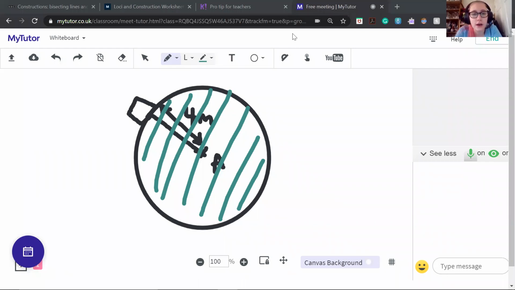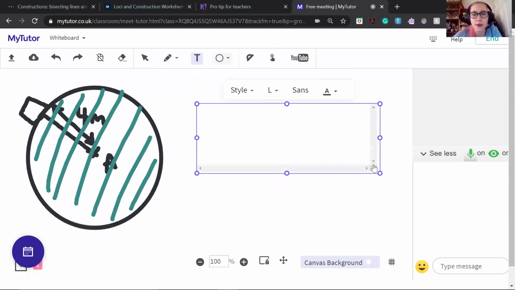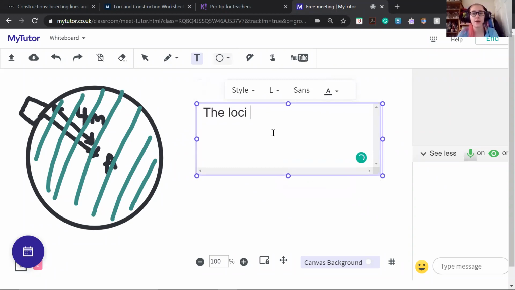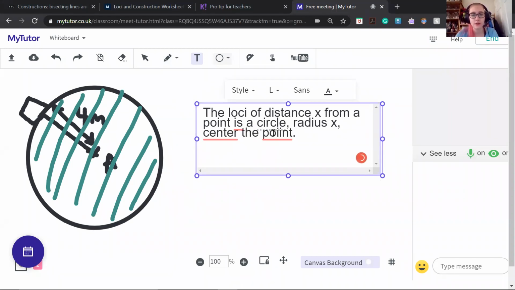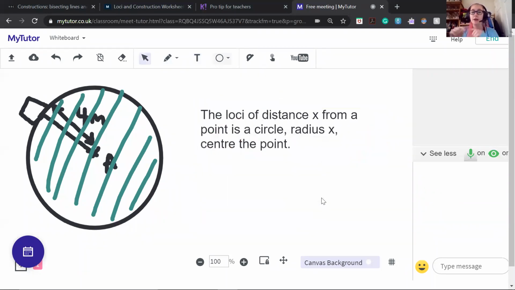Someone's asked for a formal explanation of how to do this type. Sure. You won't always need these. I think you can normally just draw them. But the locus of distance x from a point is a circle, radius x, centered at the point. Hopefully that makes sense. So the locus of, say, distance 3 meters from a point is a circle, radius 3 meters, centered at the point. So that's a formal explanation for this type of locus.